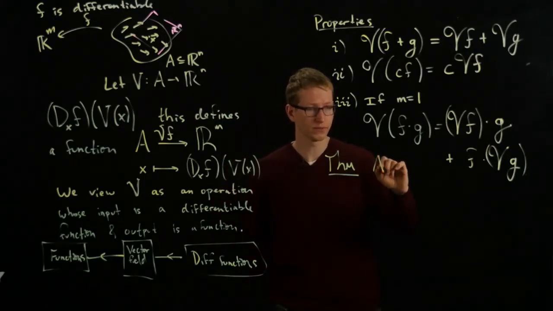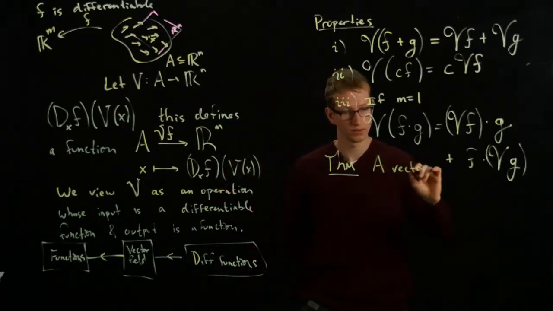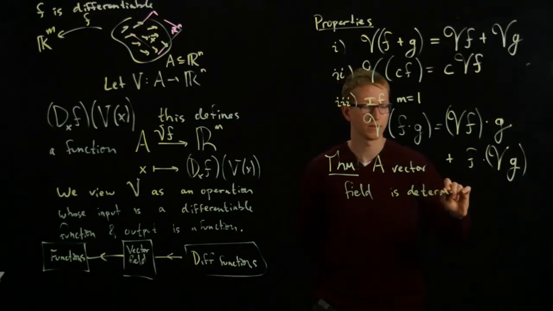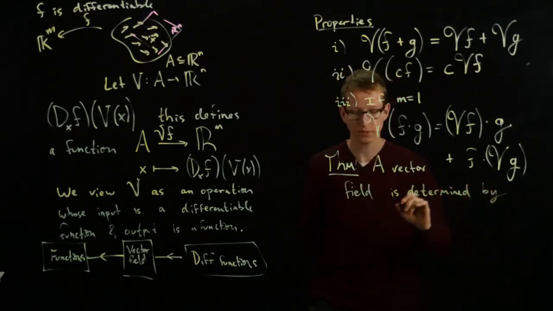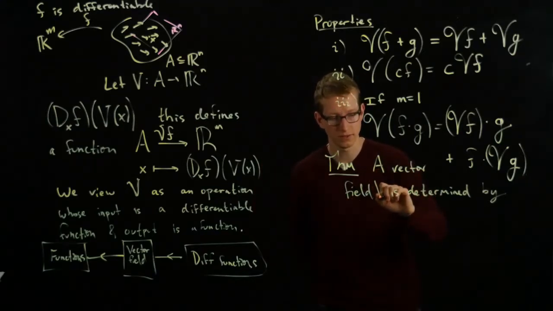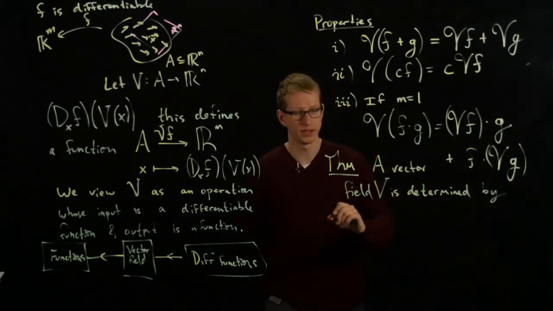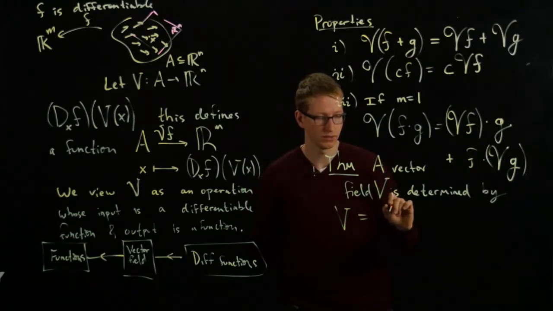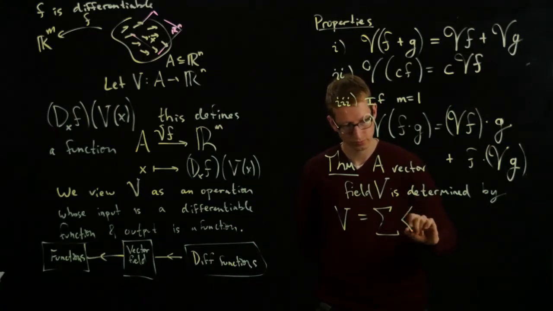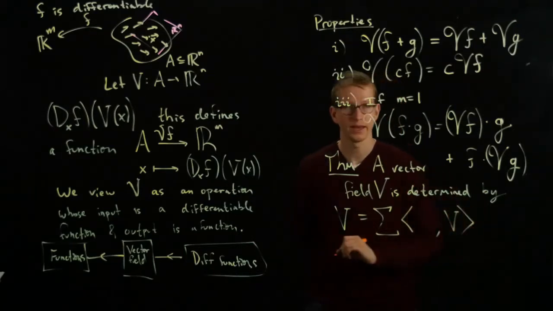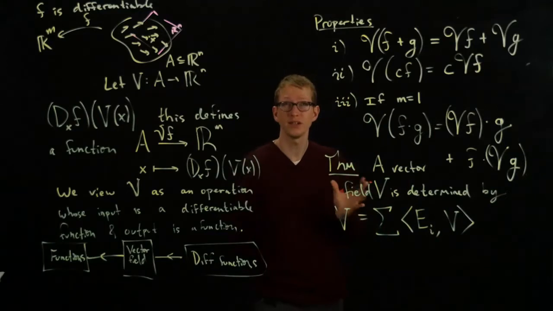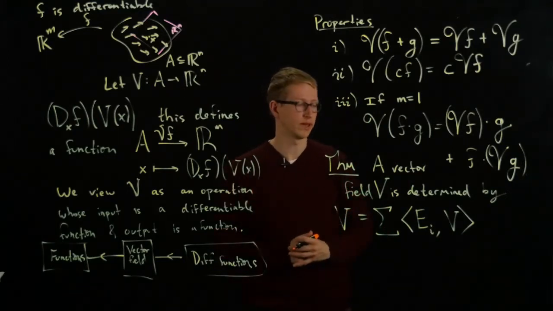So a vector field is uniquely determined by its component functions. So a vector field, let's call it V, is determined by the following. So V equals the sum of, I can take the vector V at any single point, and I can evaluate it. I can take its inner product with the standard unit vectors.